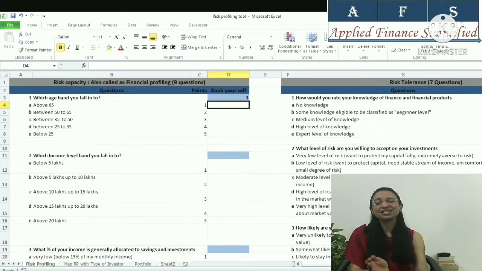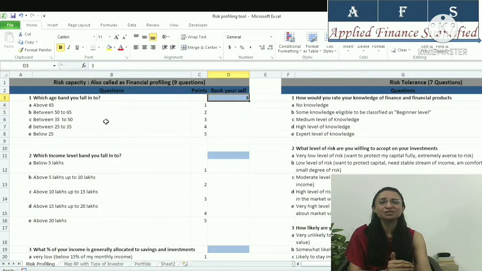On your left-hand side, you see the questions for risk capacity, which are 9 questions. And on the right-hand side, there are questions for assessing your risk tolerance, which are 7 questions. So, let us go through the questions regarding risk capacity. If you see underneath each question, there are 5 options given. You have to select the most appropriate option according to your profile. Against each of these options, there are certain points given. So you have to score yourself based on your selection and key in the points here.